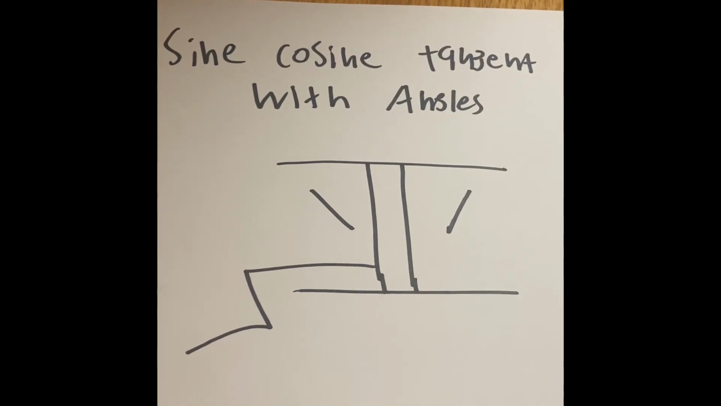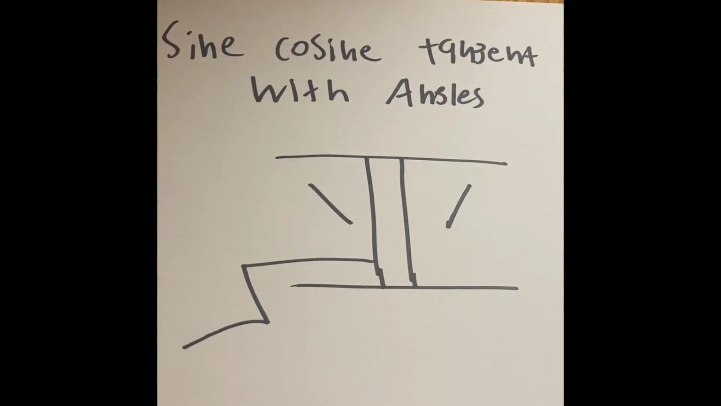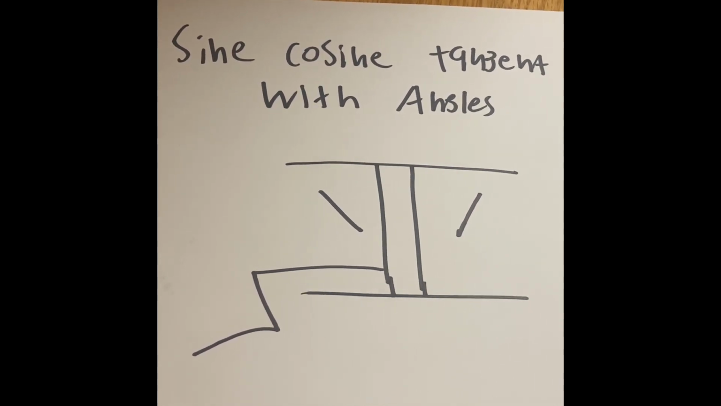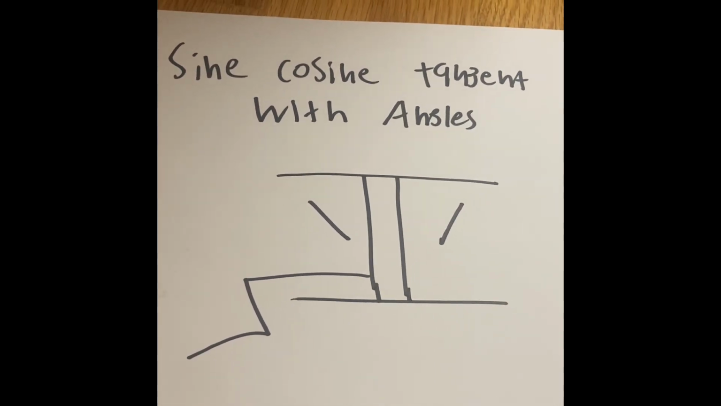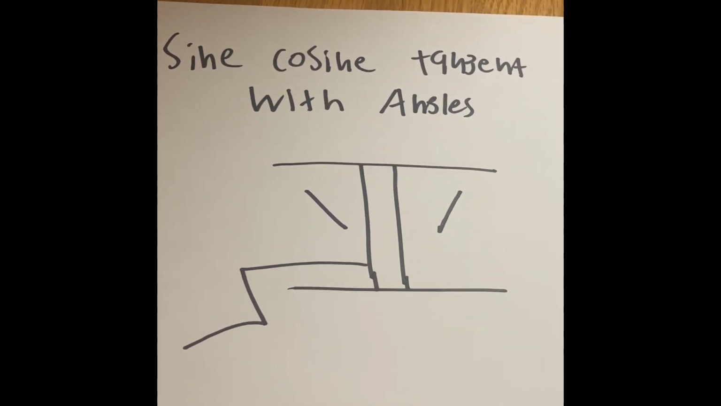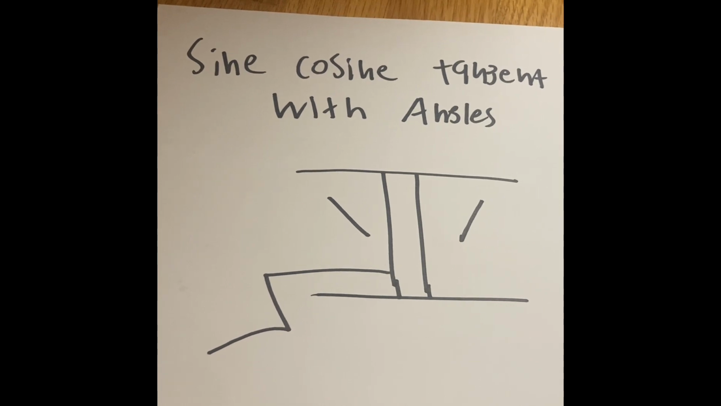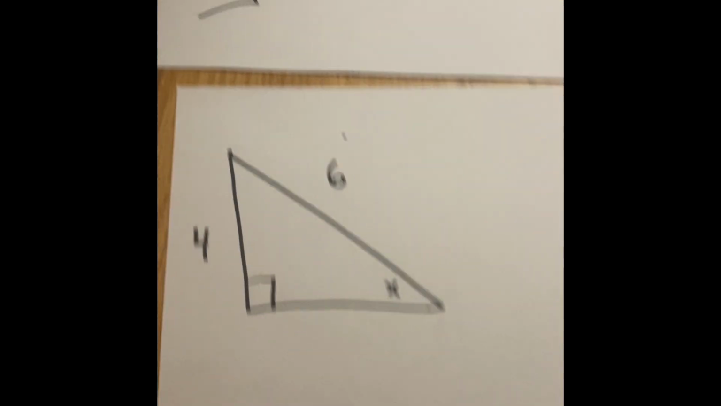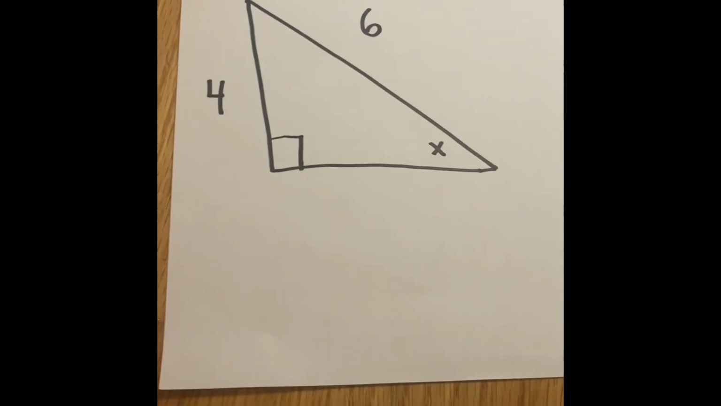And we are going to take a look at sine, cosine, tangent, but with angles. In the last video, we took a look a lot at sine, cosine, tangent, but we only found the dimensions of the triangle in terms of the length. But what happens if you come across these kind of problems?